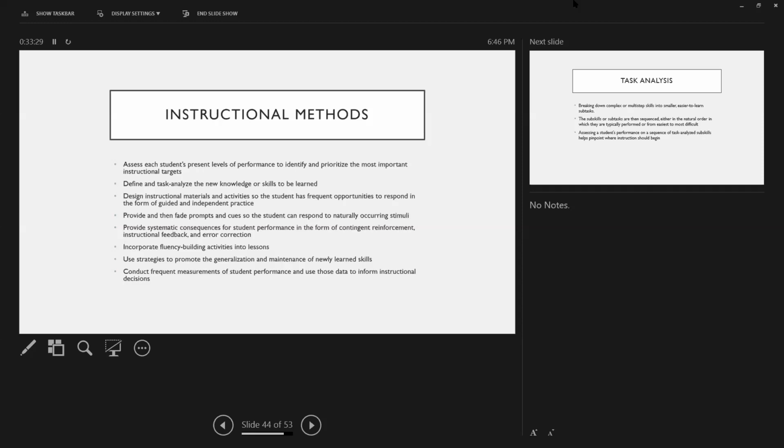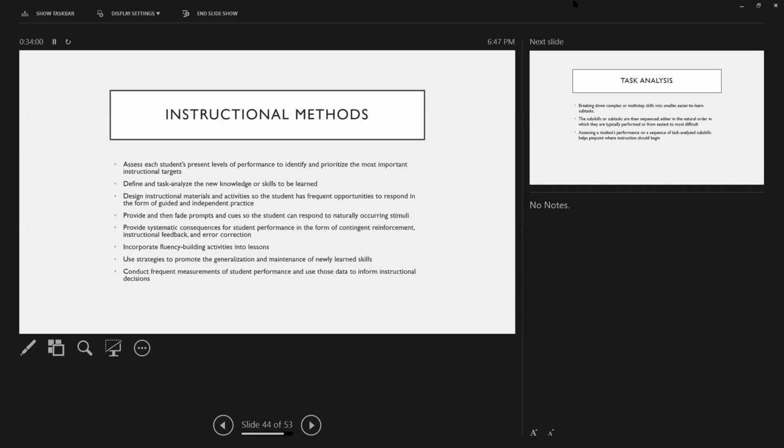Design instructional materials and activities so the student has frequent opportunities to respond in the form of guided and independent practice. When using prompts and cues, always keep in mind that these things need to be faded away. We don't want the kid to become prompt dependent and to learn to rely on other people to solve her or his problems.